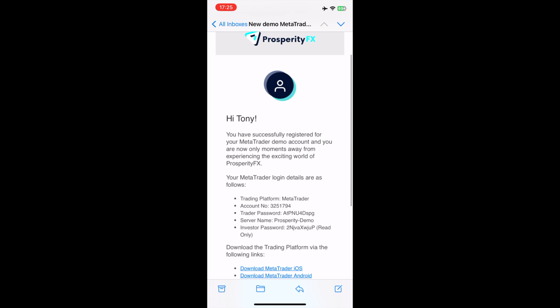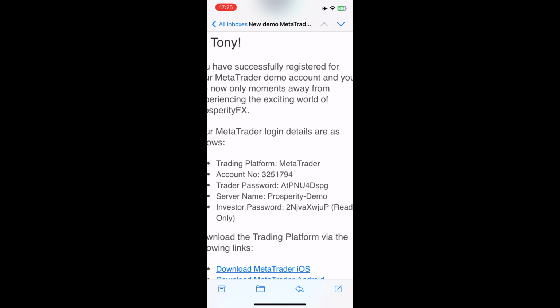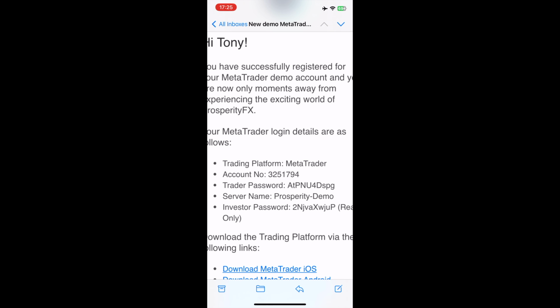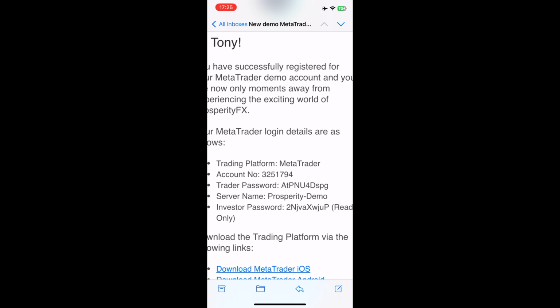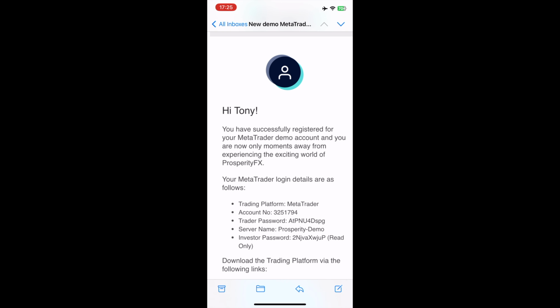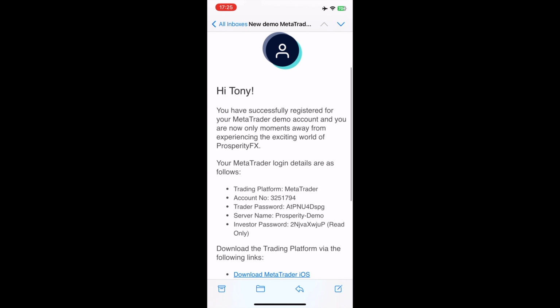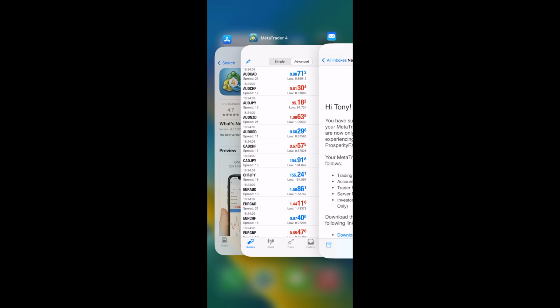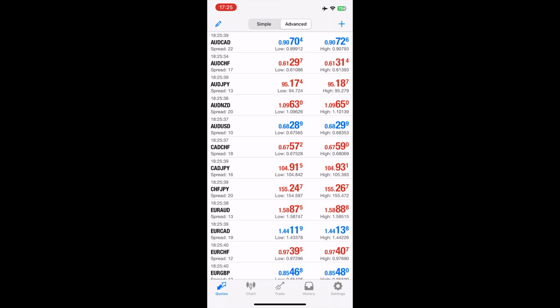Now, these are the details here. As you can see, trading platform MetaTrader. This is my account number, 353251794. Trader password, server name, Prosperity demo, and investor password. So when you have this, after opening your account with Pepperstone or any broker you want to use, right, they're going to send you these credentials to your email.